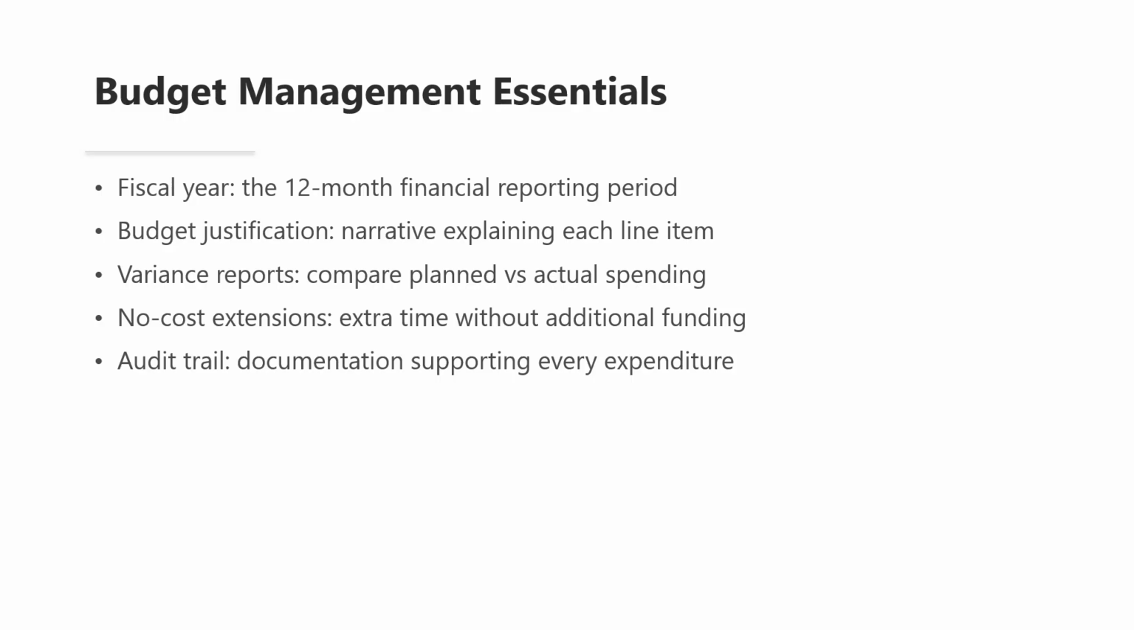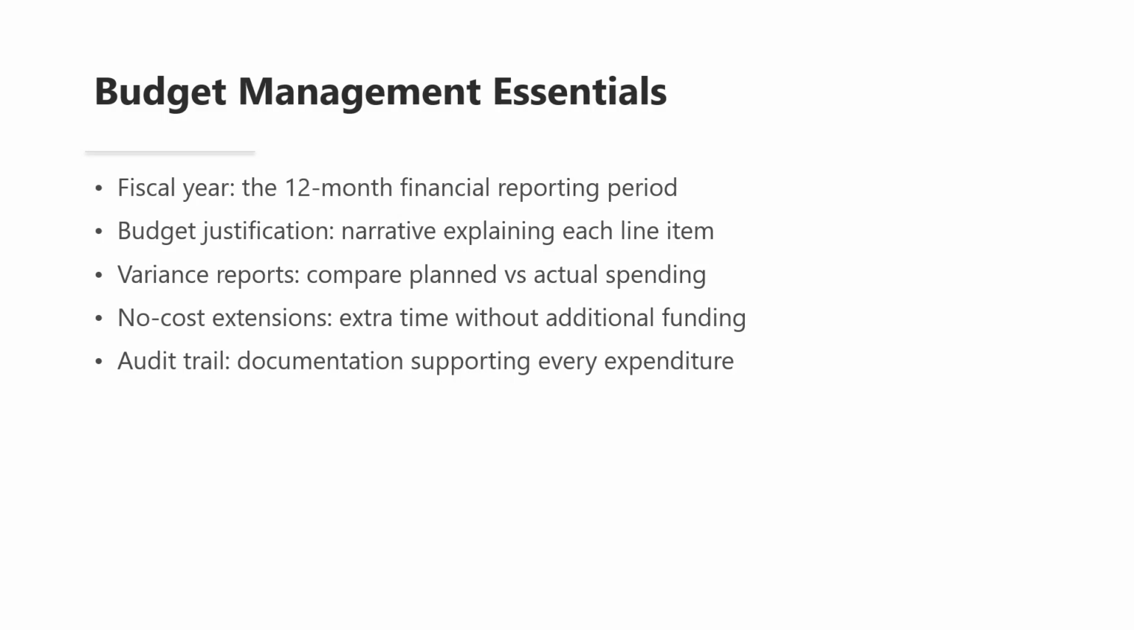about every dollar. Variance reports compare planned versus actual spending at regular intervals and flag significant differences that may require budget modifications. For example, if you have spent only 20% of your personnel budget halfway through the year due to a hiring delay, that variance must be documented and communicated to the funder.